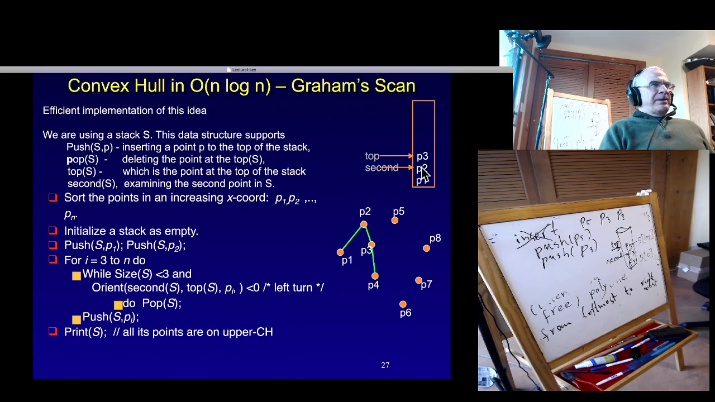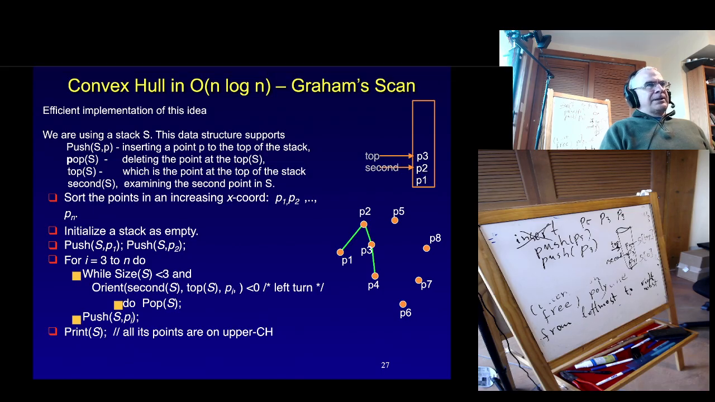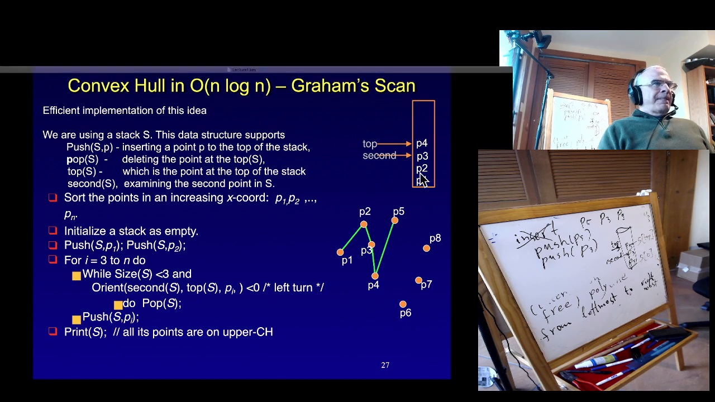Let's insert P3, P4. Again, I didn't create anything bad, any left turn. P4 is inserted, and the top and the second are updated. Now i equals 5, an interesting case. Now at this point we are going to use the loop a few times.